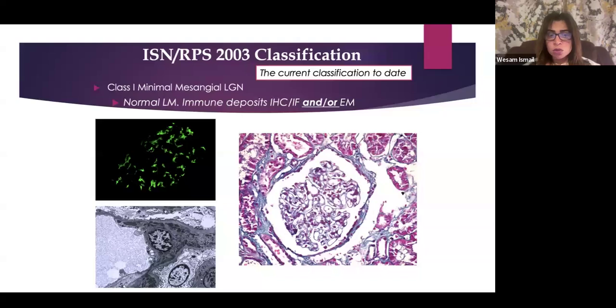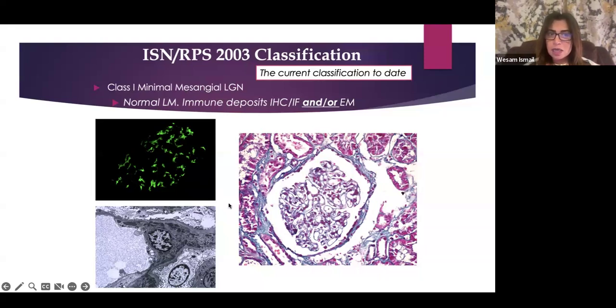Okay, and I'm going to highlight the major changes between the ISN-RPS 2003 classification and the WHO classifications. And I want to say the WHO classifications are obsolete. We don't use them anymore. So in 2003, the first change was that we have class 1, which was a normal category in WHO, now minimal mesangial lupus GN. By light microscopy, it's normal. By immuno or by EM, we have mesangial deposits, minimal mesangial deposits, and this is what we call class 1.